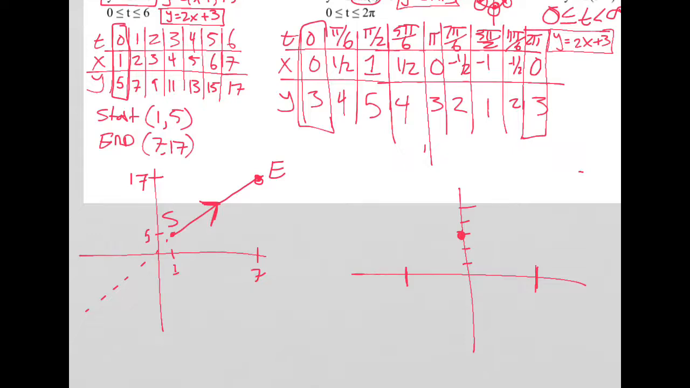And then what happens from there? When x is 1/2, we go up to 4. So halfway in between there, we're at 4. Then when x is 1, we're up at 5. And then we go back to 4. And then we go back to 3. And then when we're halfway in there, we go down to 2. And then we go down to 1, and then we go back up to 2, and then we go back up to 3, start where we finish. So that is our line.